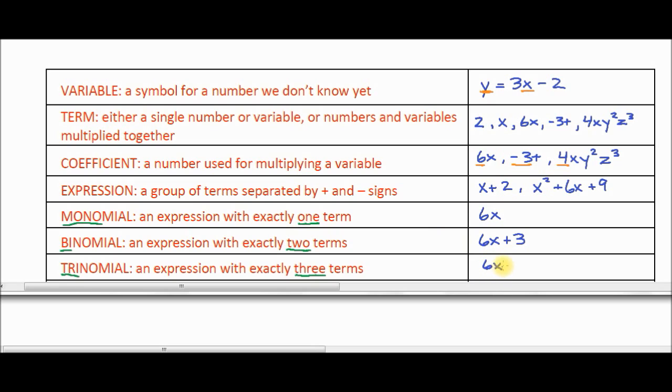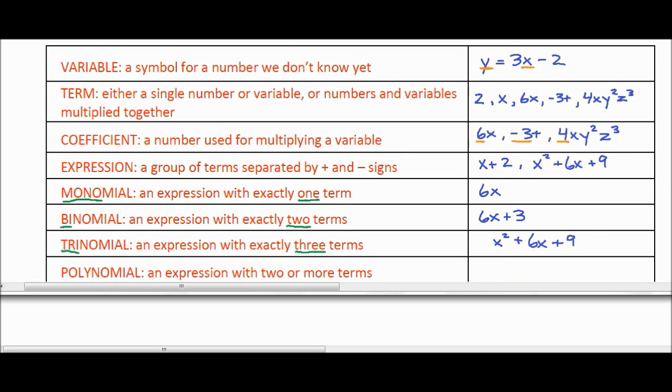6x squared plus, oops, I didn't have a 6 there. Let's get rid of that, so just keep it looking like the other one. It's x squared plus 6x plus 9. There's an example of a trinomial, an expression with 3 terms.